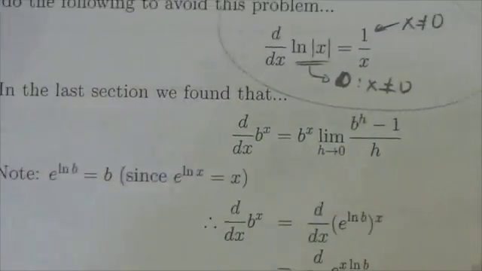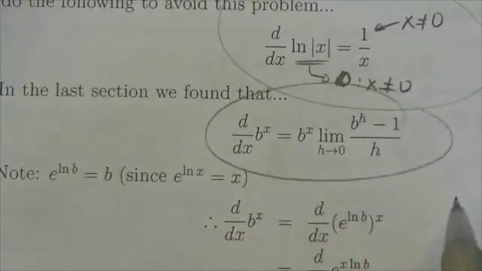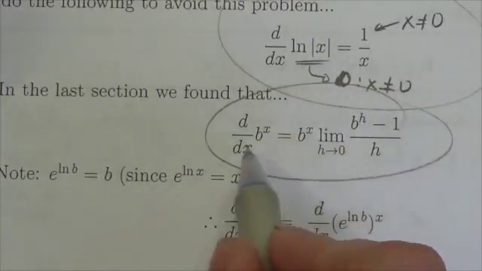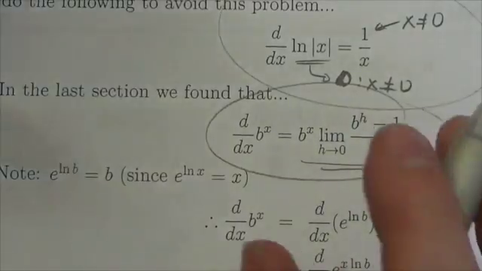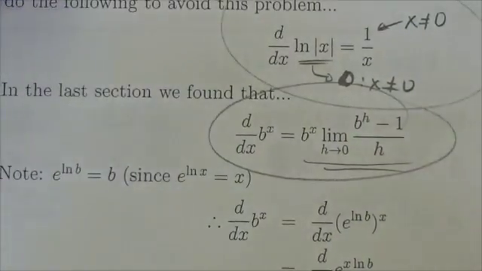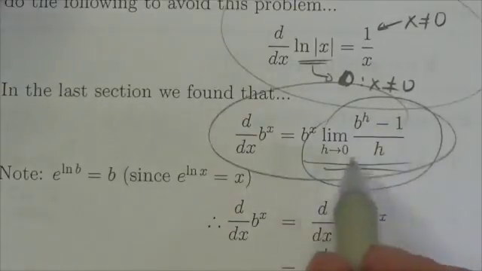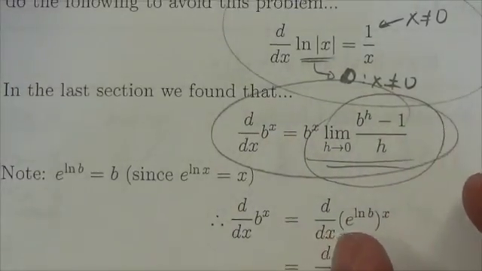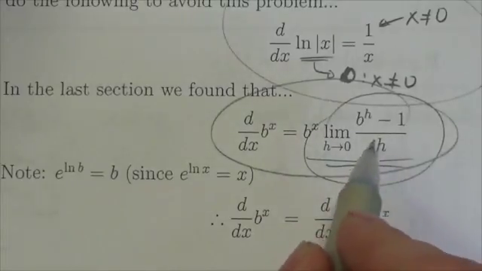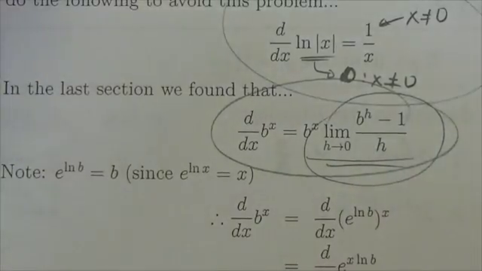In the last section, remember this from the other day? Oh, that was fun. Hey, look at that. The derivative of b to the x was b to the x times that limit right there. That was awesome. Now we're going to take a close look at this limit right here. Now I know right now you're probably looking at that going, oh, do we have to? Actually we do, and it turns out this is a lot simpler than it first looks.